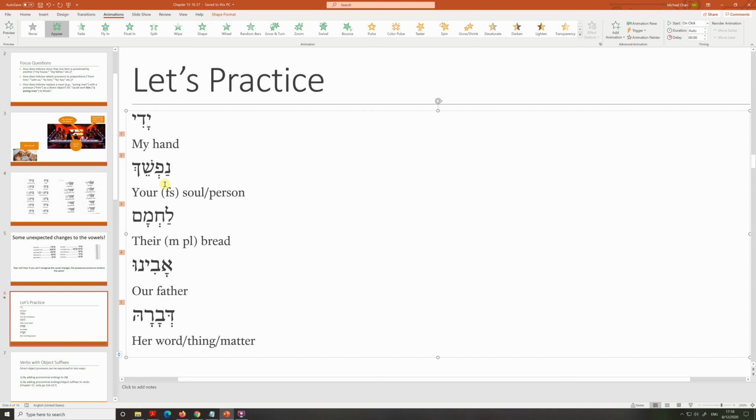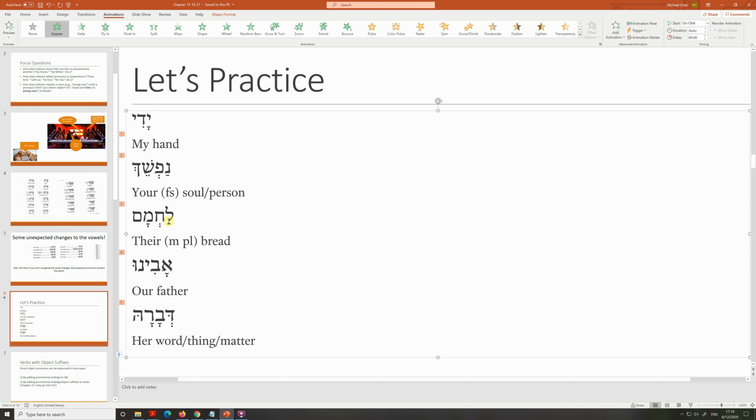What is the base level noun here? Do you remember? What is the lexical form of the noun? It's nefesh, right? Nefesh, which means soul or person. Now, they've added the second feminine singular pronoun, nafshech, your soul or your person. That's a tricky one, again, because the vowels have shifted around a little bit.